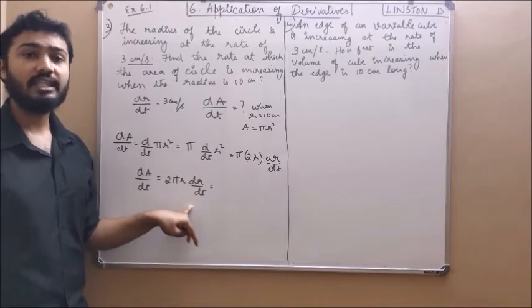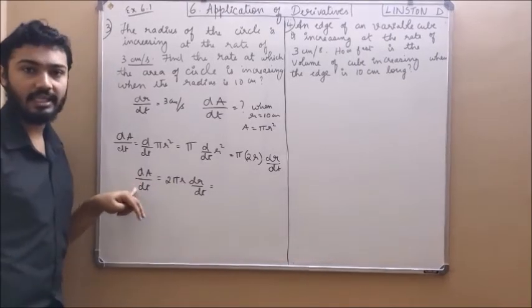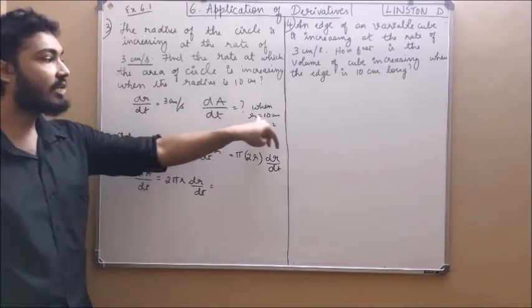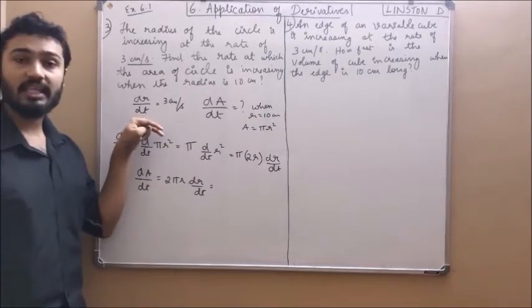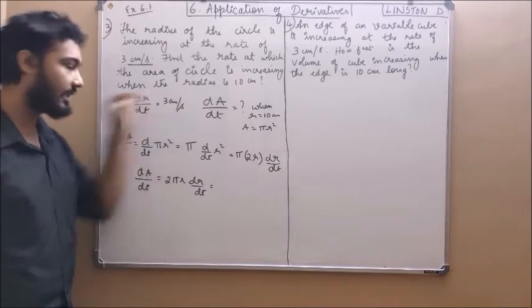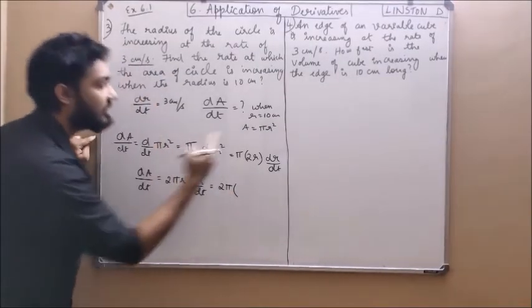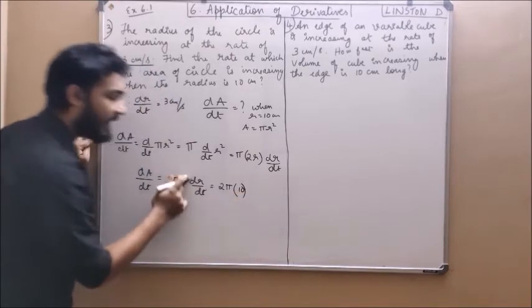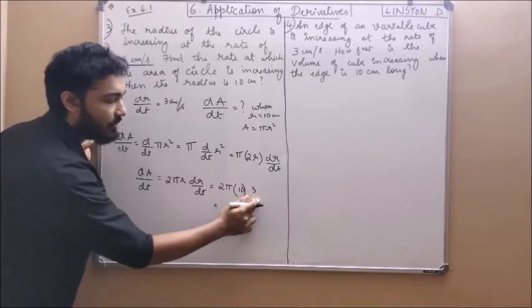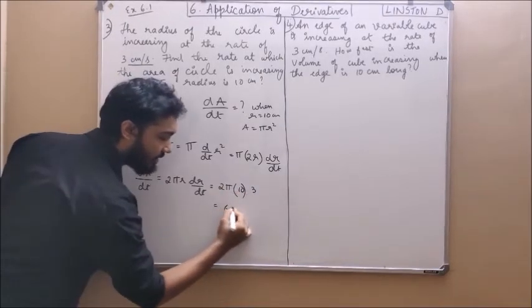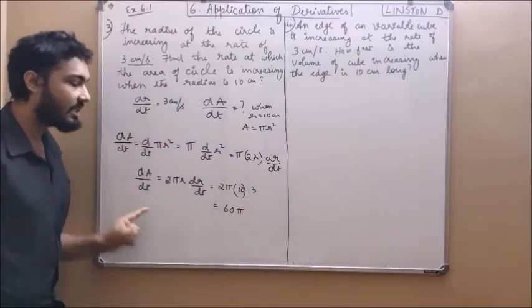Here what we want is dA by dt when r equal to 10. So substitute r equal to 10. What is dr by dt? dr by dt is nothing but 3. So substituting, it is 2 pi into 10 into 3. 10 into 3 is 30, 2 into 30 is 60 pi. So dA by dt is nothing but 60 pi.